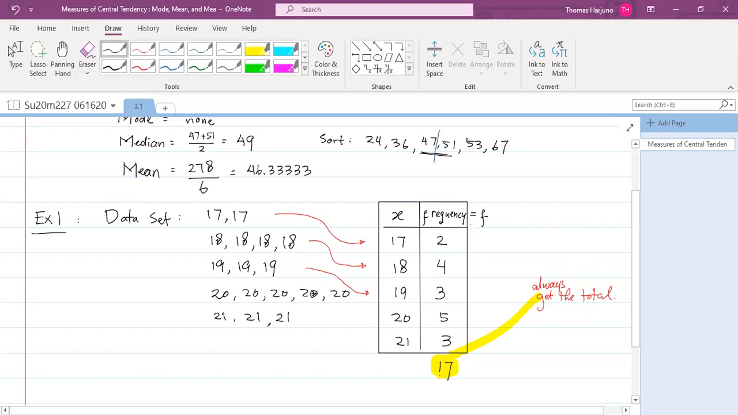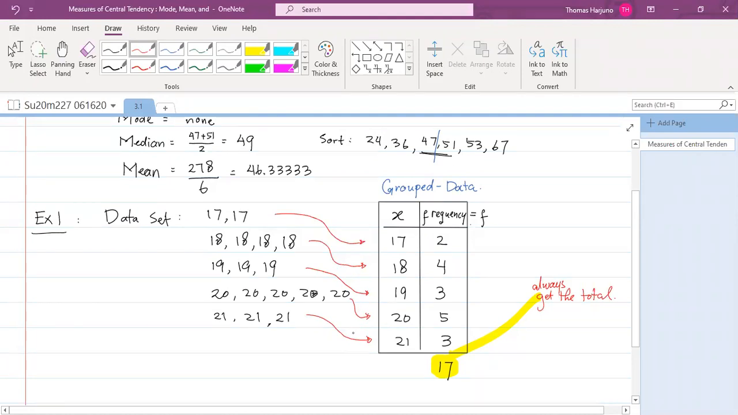Now this is what we call a frequency distribution. Sometimes I call that grouped data. Actually, most of the time I call that grouped data. So the data set is grouped in a way that instead of listing all the data one by one, we put them into this table, which we call a frequency distribution.